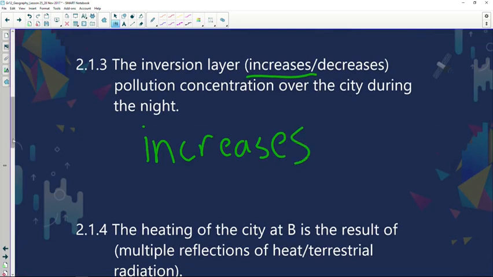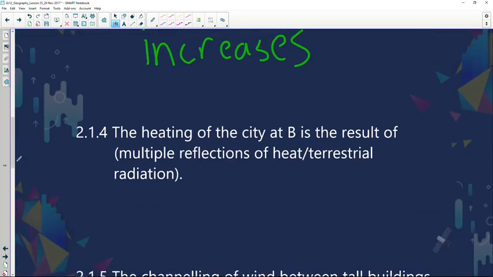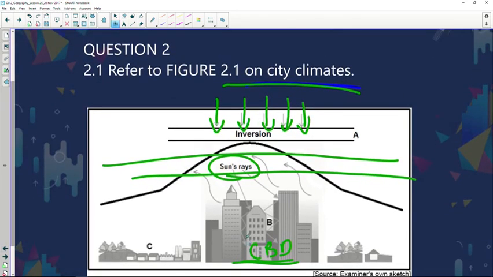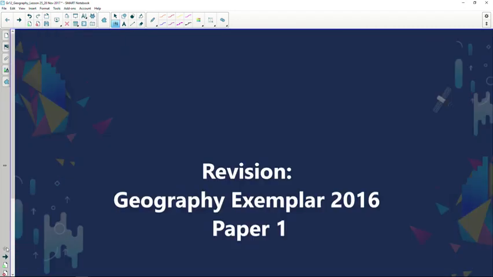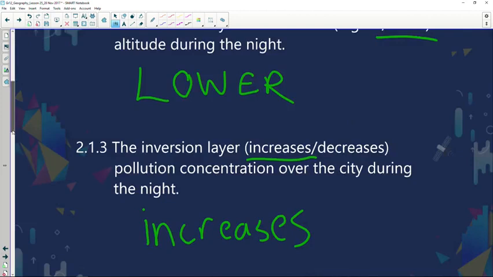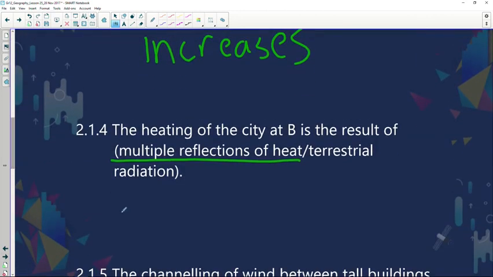Now 2.1.4, the heating of the city at B is the result of multiple reflections of heat or terrestrial radiation. If you look at the diagram, you will see that there are multiple reflections taking place, incoming solar radiation bouncing off the buildings because of the type of surface, as you can see over there. So that will be the correct answer. Terrestrial radiation is the earth cooling down, it can only absorb so much, so the correct answer will be multiple reflections of heat.